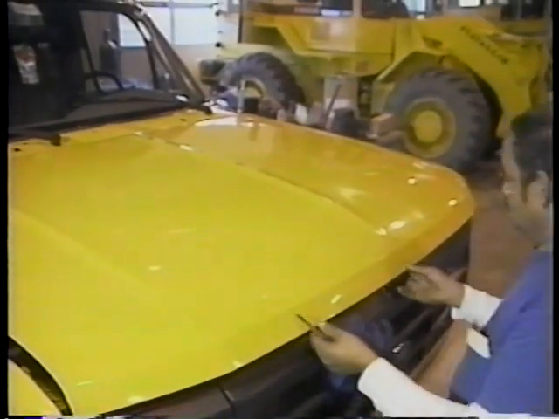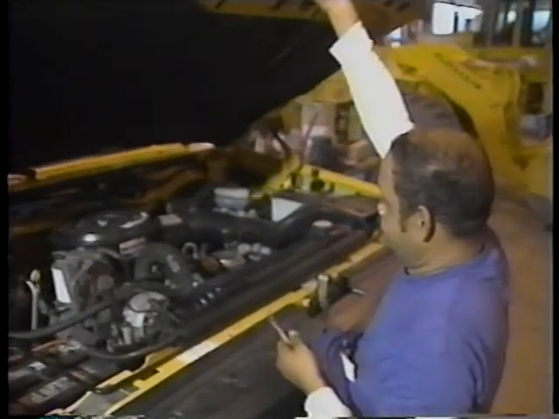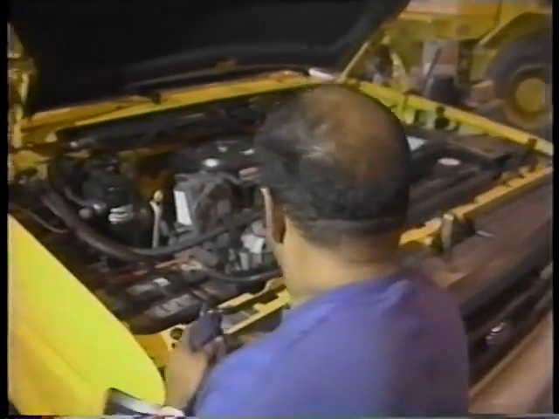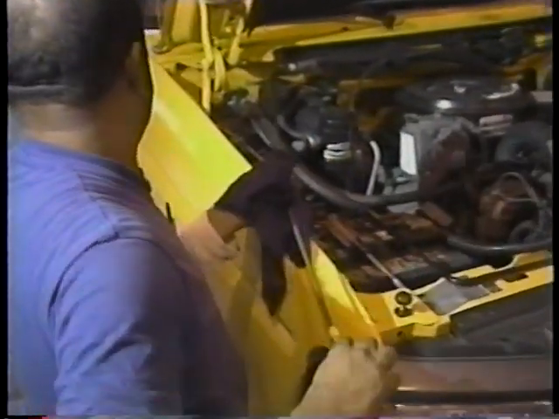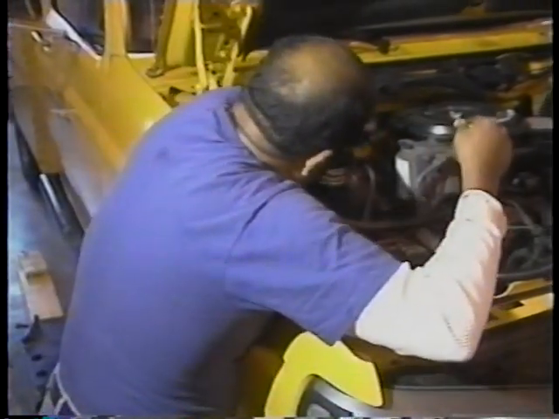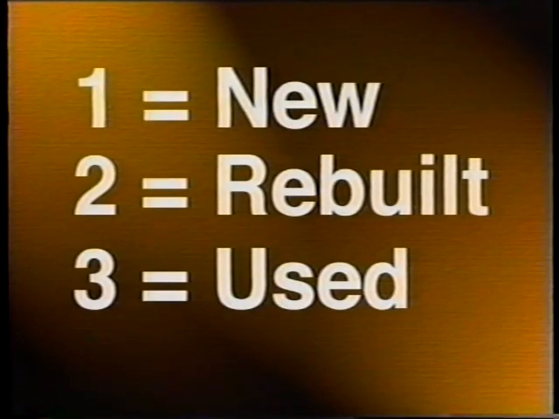The manufacturer's ID code consists of 5 letters. A large list of manufacturer's codes is provided in the ATA manual, but additional ones may be added. The ATA code for a Cummins diesel, for example, is CMMNS. The product condition code is a 1-digit numerical code used to identify a component as new, used, or rebuilt. For example, 1 is new, 2 is rebuilt, and 3 is used.